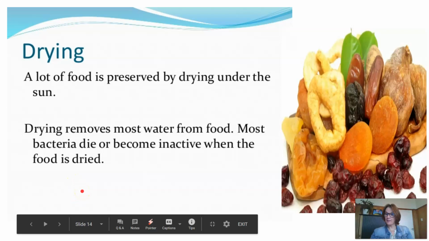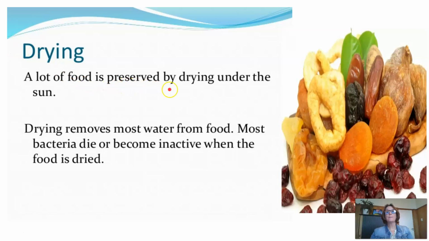Drying is another method of preservation of food, and a lot of food is preserved by drying it under the sun. Aren't we lucky we live in a beautiful country that has sunshine most days where we can actually dry fruit? But you also get special machines that your moms might even have at home for drying fruit that they have excess of, and then they don't want it to go to waste. I see a lot of you bring dried fruit to school in your lunch boxes. Drying removes most water from the food.